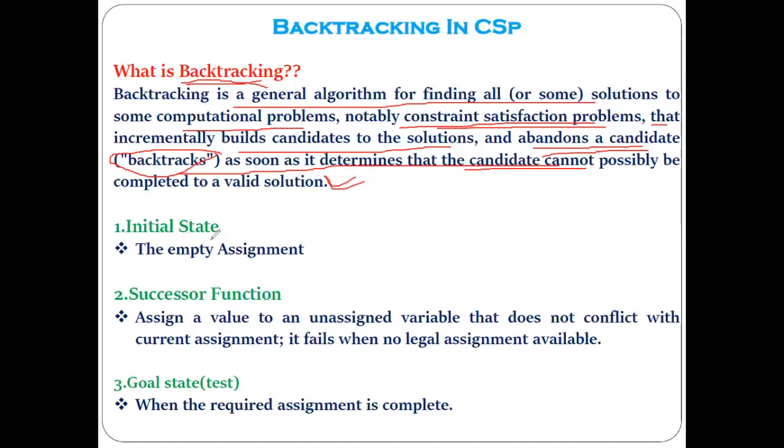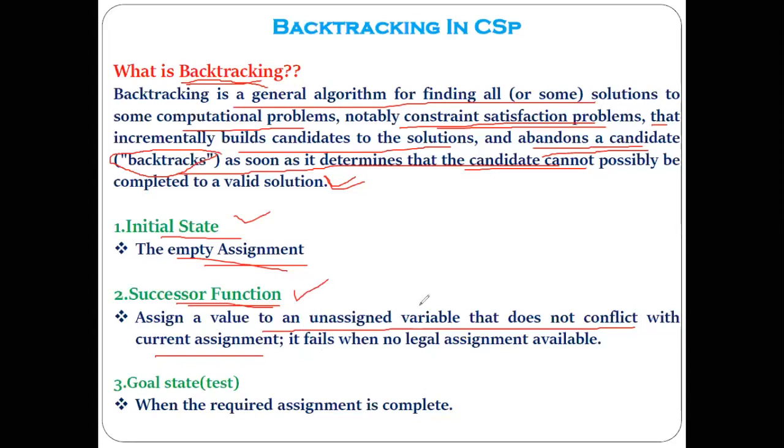Now in the example also we've seen that when you try to solve the problem using the constraint satisfaction approach, you start from the initial state, and the initial state is the empty assignment, nothing is assigned to any variable. Then we go on solving the problem with the help of the successor function. The successor function is nothing but assigning a value to an unassigned variable that does not conflict with the current assignment. When you assign the value to the unassigned variable, it should satisfy the constraint, and it should not conflict while you are making the assignment.